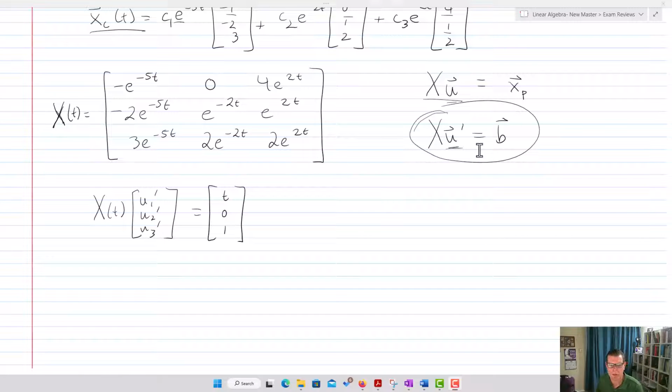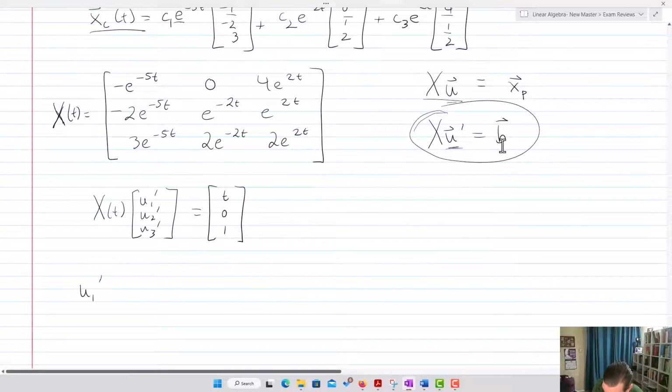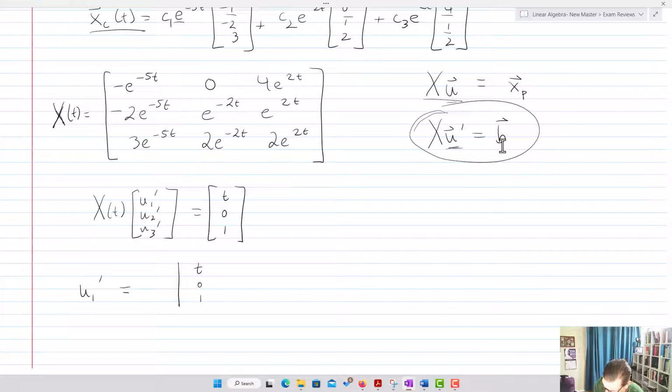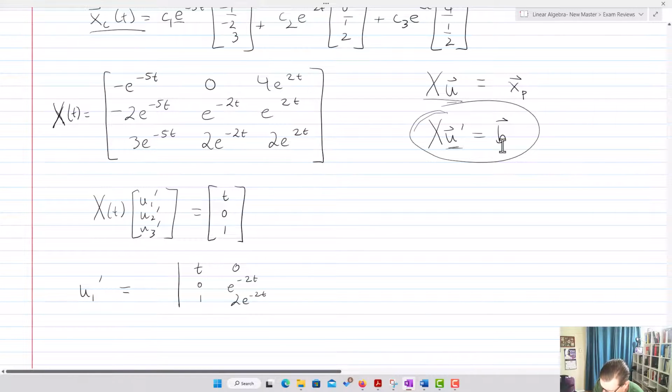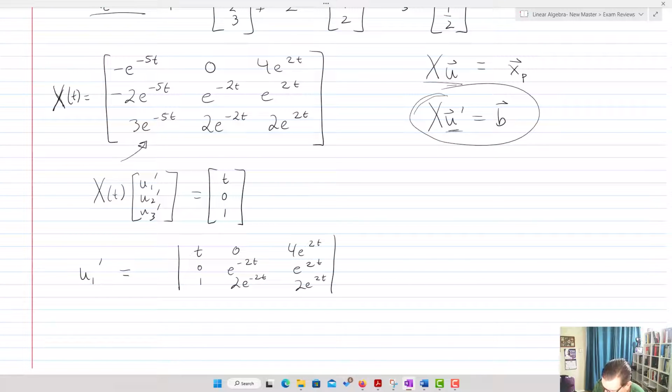I'm going to use Cramer's rule in order to do this. So what that means is that I'm going to first take u1 prime, which is going to equal the determinant of, in this case, we'll make it t, 0, 1, 0, e to the negative 2t, 2e to the negative 2t, 4e to the 2t, e to the 2t, 2e to the 2t. So we've got that matrix, where we've taken the first column and replaced it with our vector b.